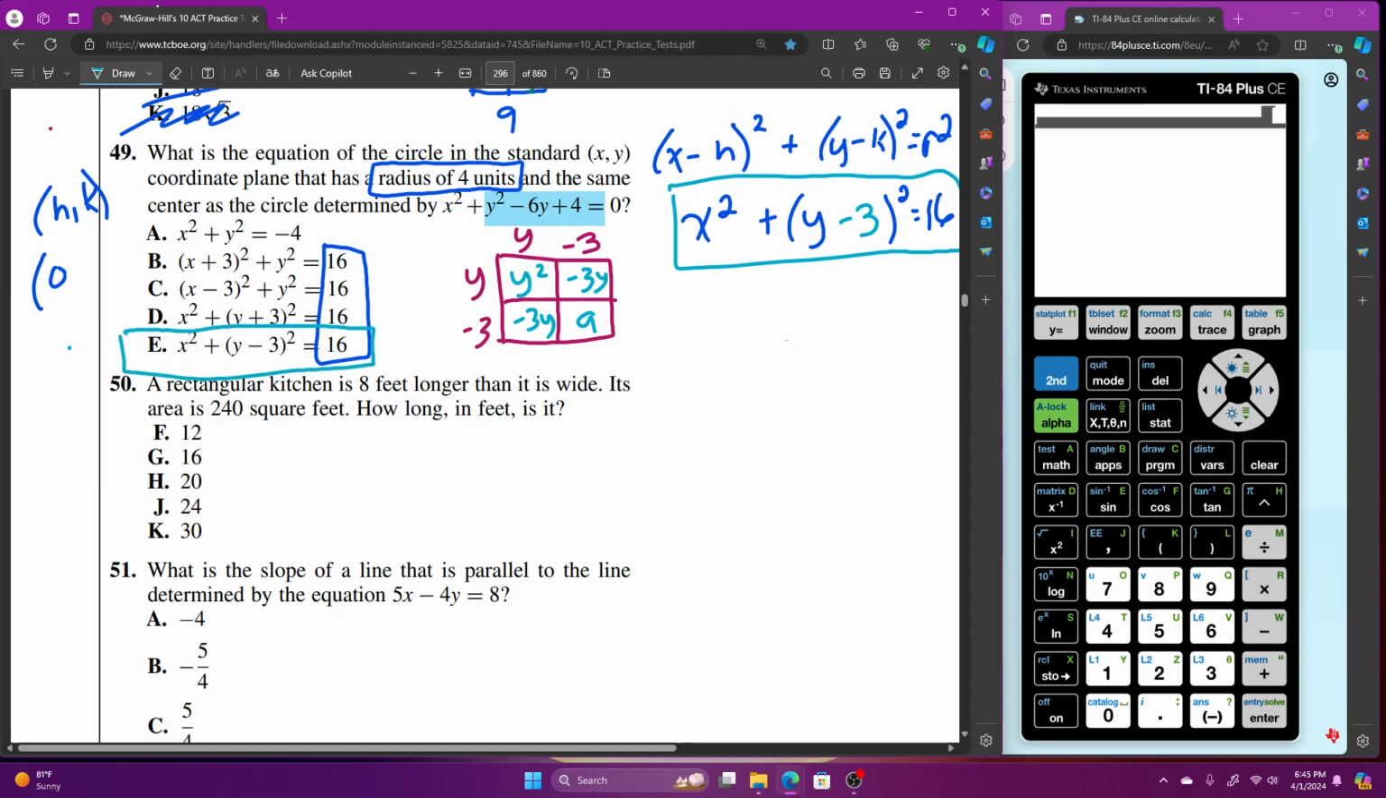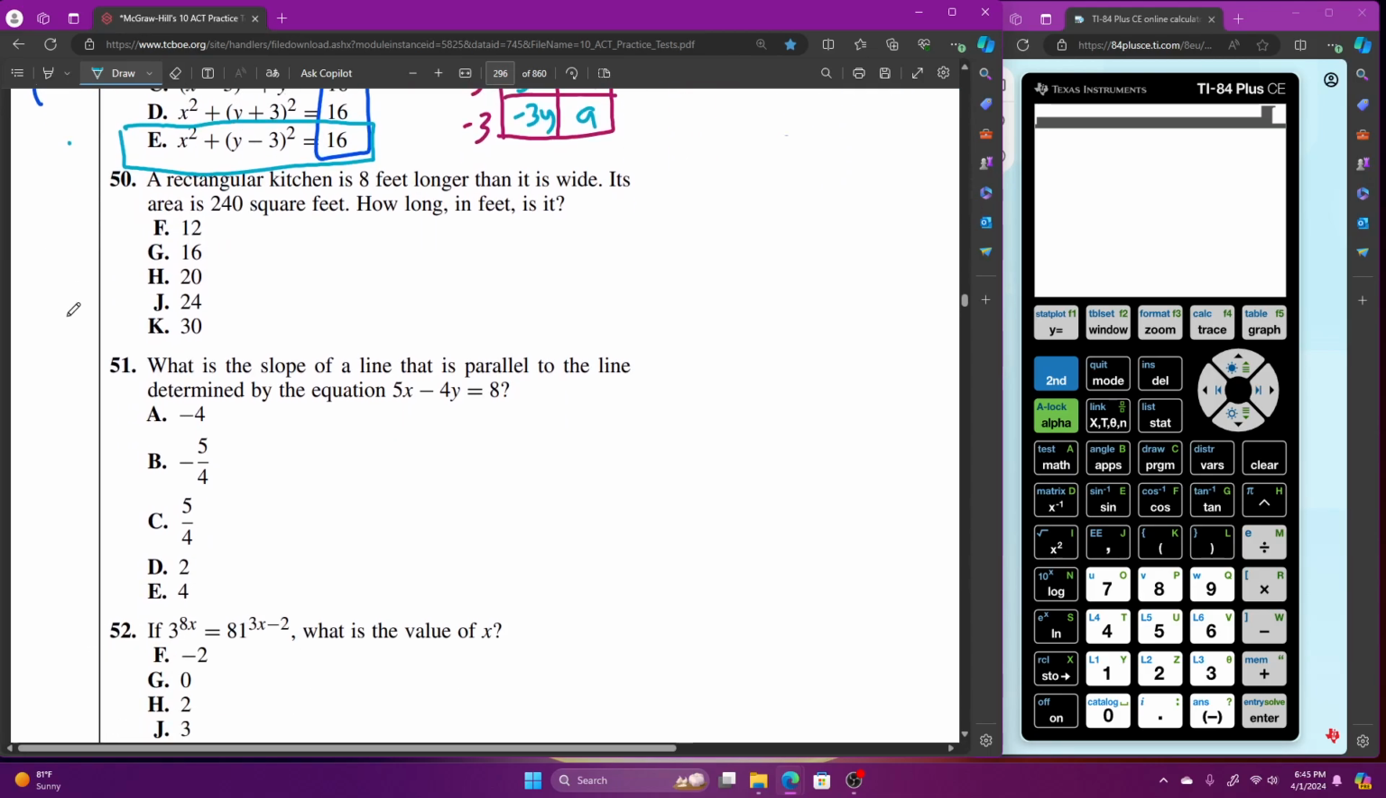And it'll help you out if you can be at least familiar enough with the equation of a circle. And our last question for this video says a rectangular kitchen is 8 feet longer than it is wide. Here's our kitchen. Our width is W, and our length is whatever the width is plus 8 more. Its area is 240 square feet. How long in feet is it?